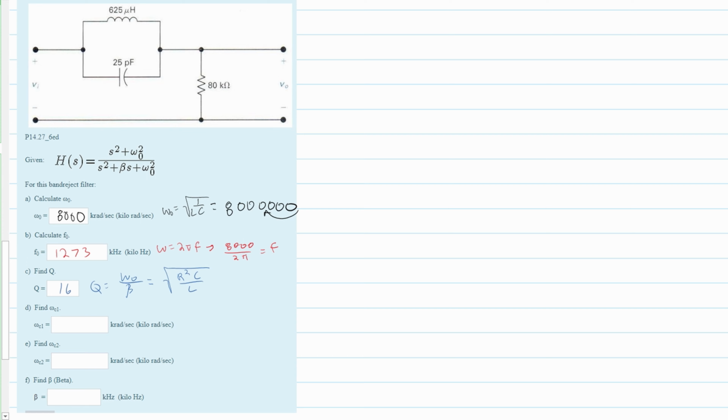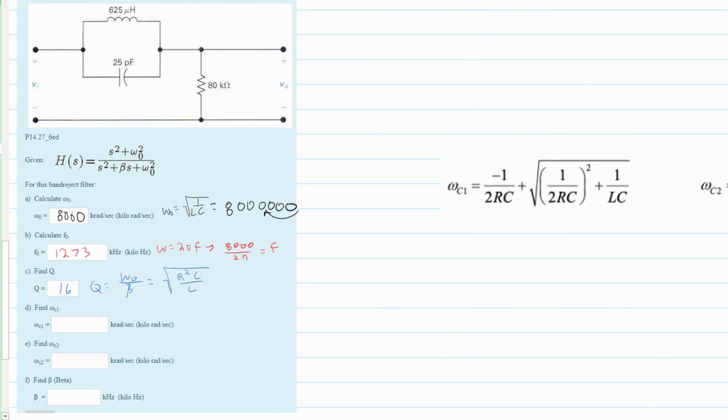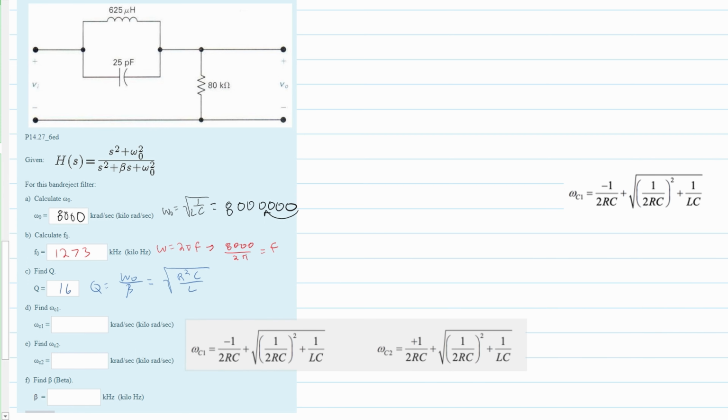Now we need to find our omega C1 and then our omega C2. So these are the lower and upper parts, and for these we are going to use the formula that can be found in the notes. These are linked below the like button, and they look like this. The only difference between these, the omega C1, the lower, is that we have a negative, and for the omega C2, we have a positive.